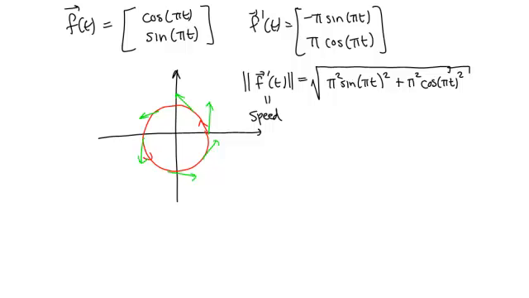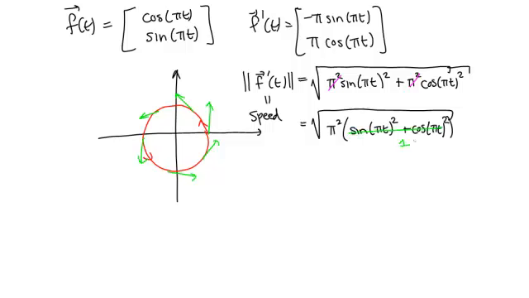So I can factor a pi out of both of these pieces, and what I'll be left with is the square root of pi squared times the sine of pi t quantity squared, plus the cosine of pi t quantity squared. But sine squared of anything plus cosine squared of that thing is always 1. That's the Pythagorean identity. And so this is just the square root of pi squared, or pi.